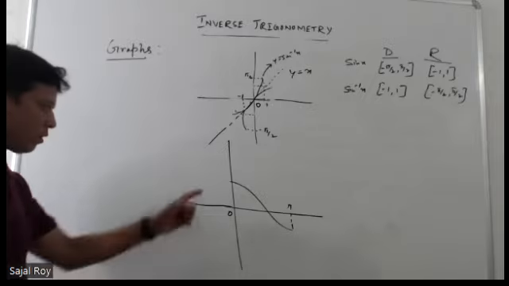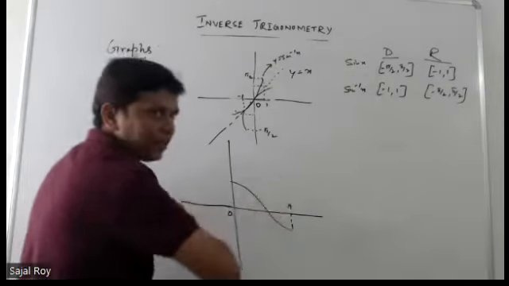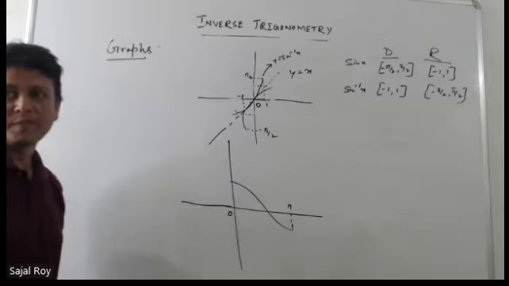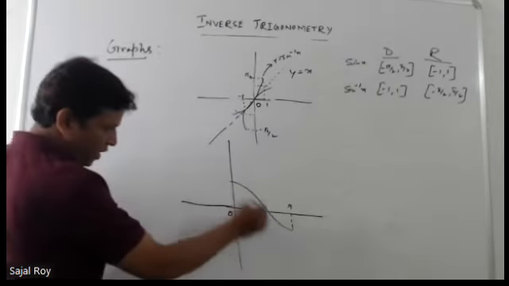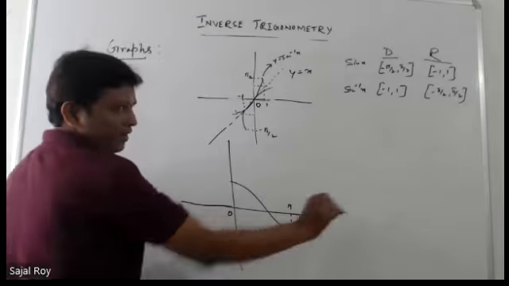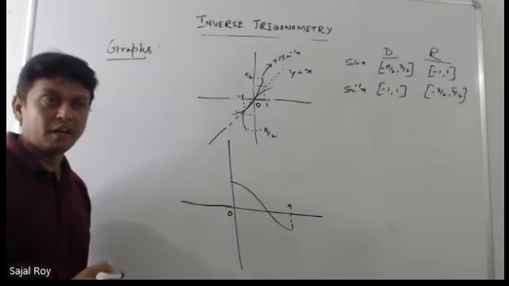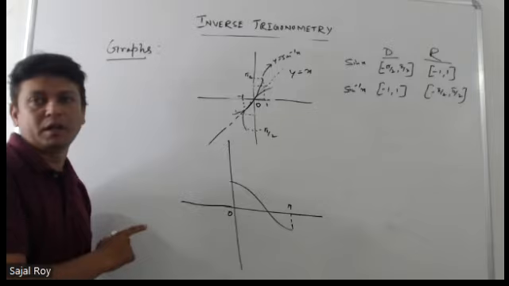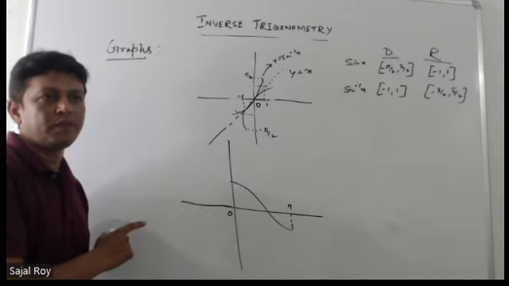Pull. This curve is not one-one, because if you draw a horizontal line, it will cut at many points. That's many-one, not one-one. But in this diagram, if you draw a horizontal line, it will cut at exactly one point. So my intention is very clear: I have to make it one-one, otherwise you cannot draw the inverse function graph.